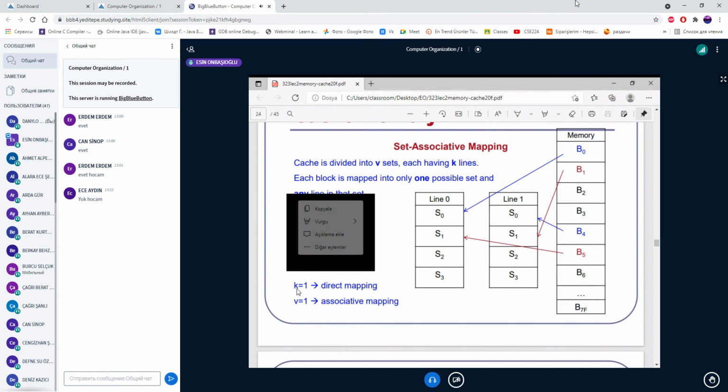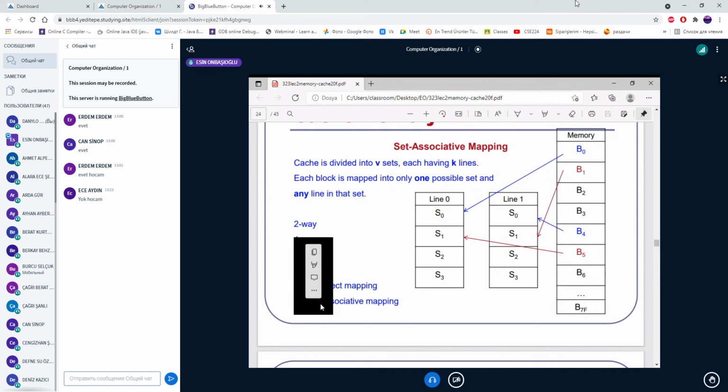So if k is equal to 1, there's only one line in a set, like direct mapping. But if k is equal to v, the number of lines, there is one set with v lines in it, so the block can be mapped anywhere in the cache. So it is like associative mapping.